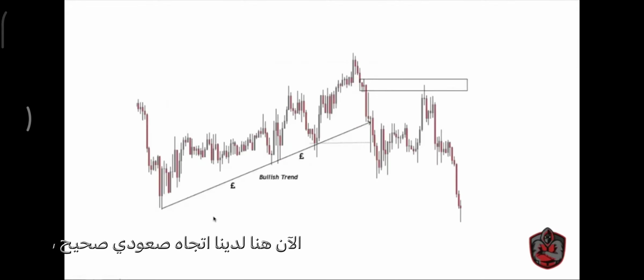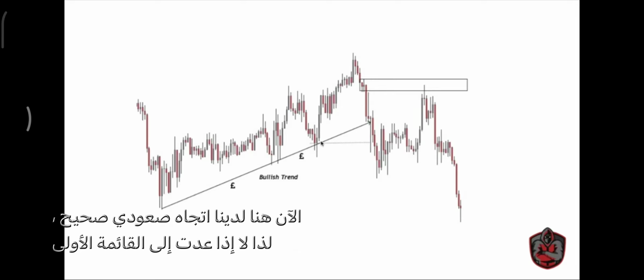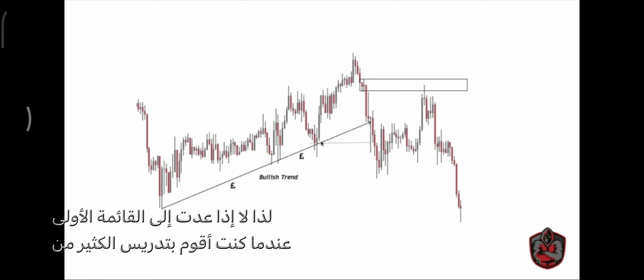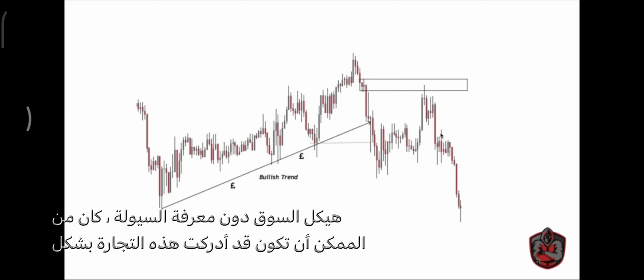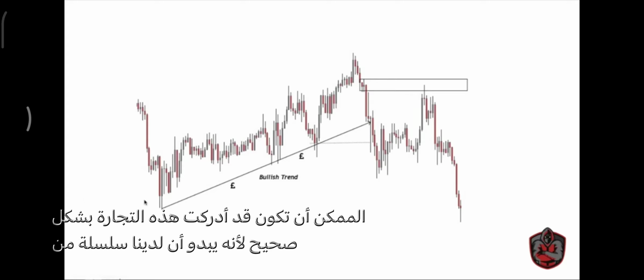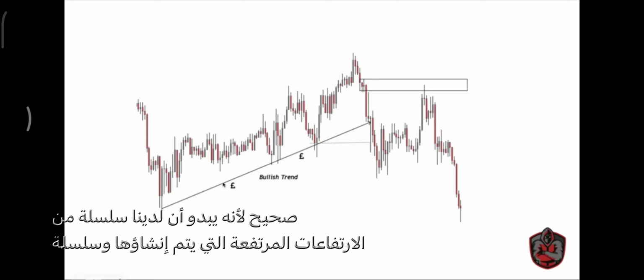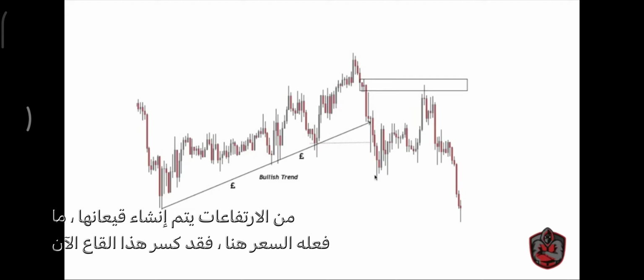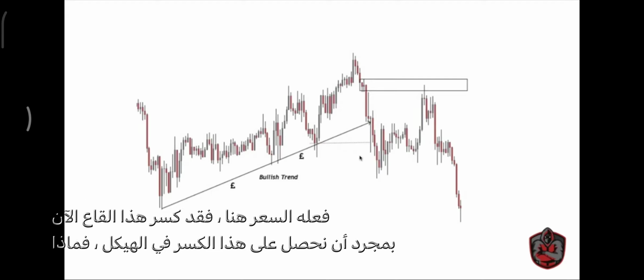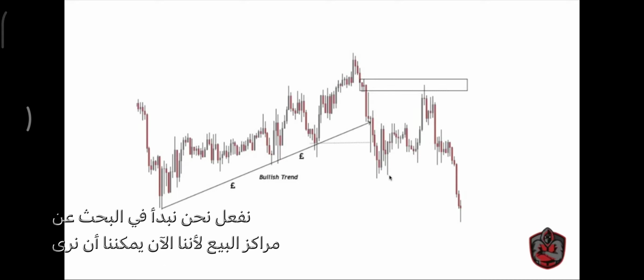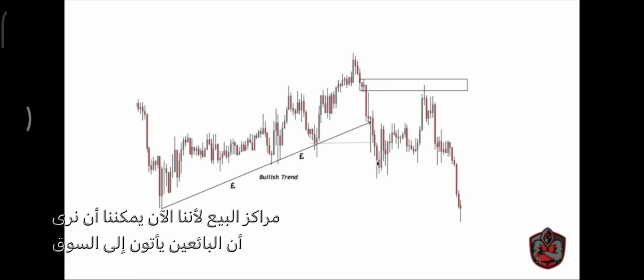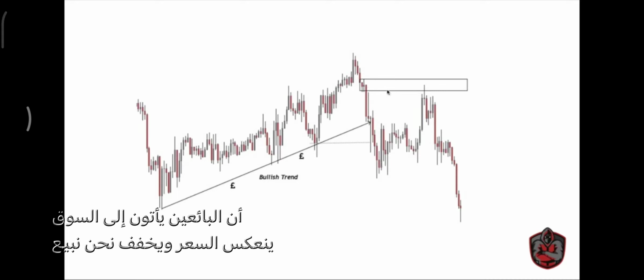Now here we have a bullish trend, right? If I go back to the first lesson when I was teaching market structure, without knowing what liquidity is, you could have caught this trade. Because look, we have a series of higher highs being created and a series of higher lows being created. What did price do over here? It broke that low. Now once we get that break of structure, we start to look for sell positions, because now we can see that the sellers are coming into the market. Price reverses, mitigates, and then we sell off.